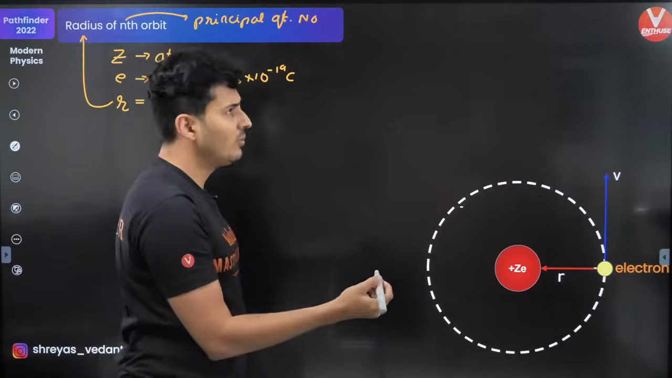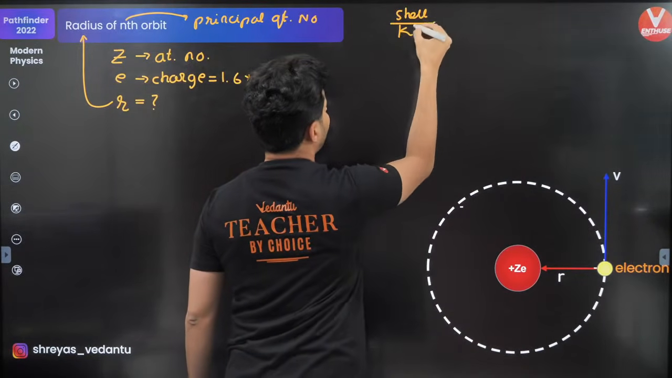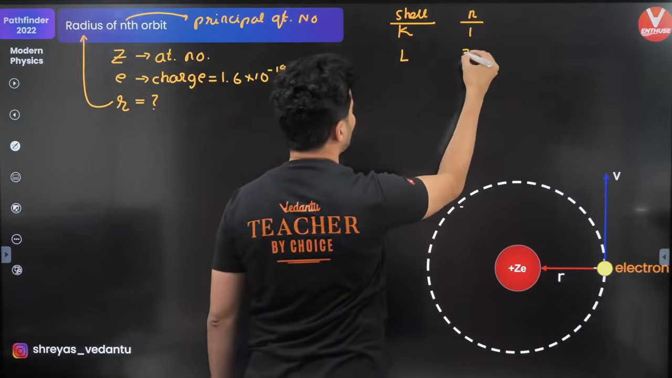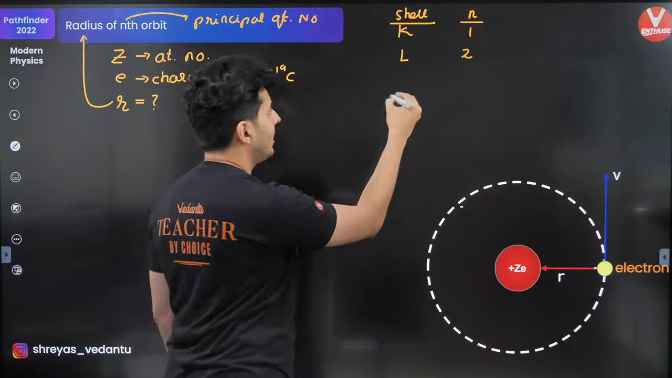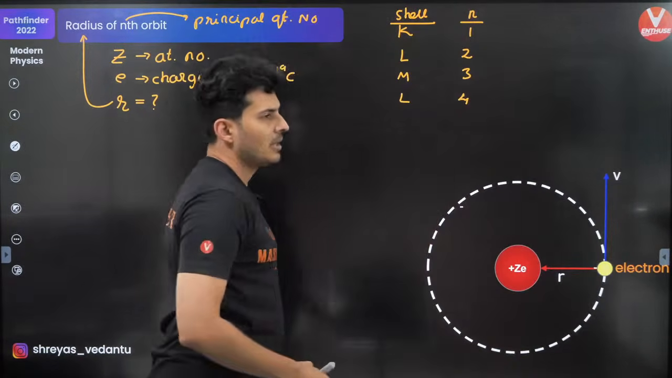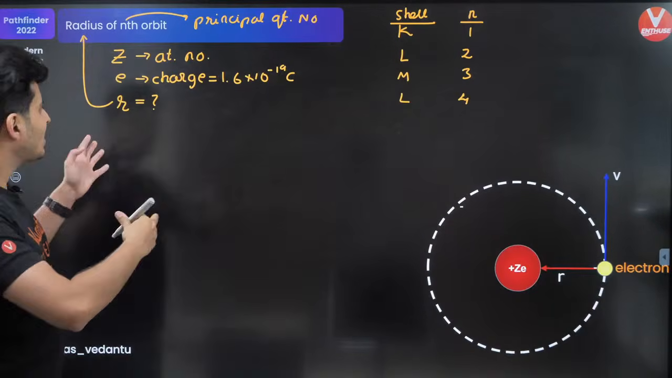And we know how this n works. For the shell labeled K, the value of n is 1, for L it is 2, KLMN, right? Standard KLMN. So that's how it works. Fair enough. You call these shells KLMN. I hope everybody knows this. So how do you derive it?